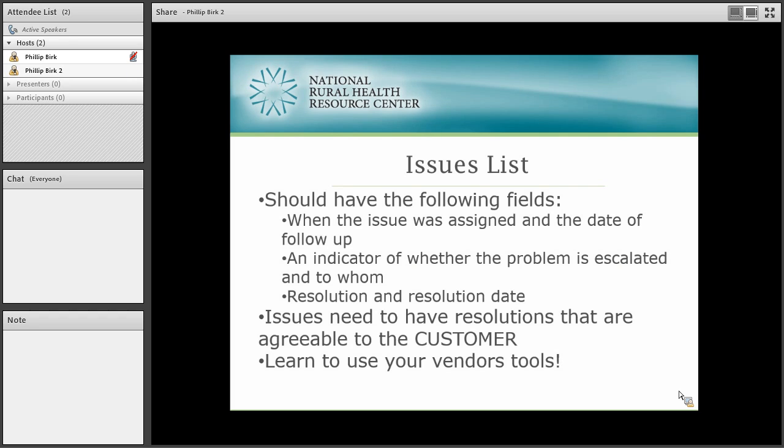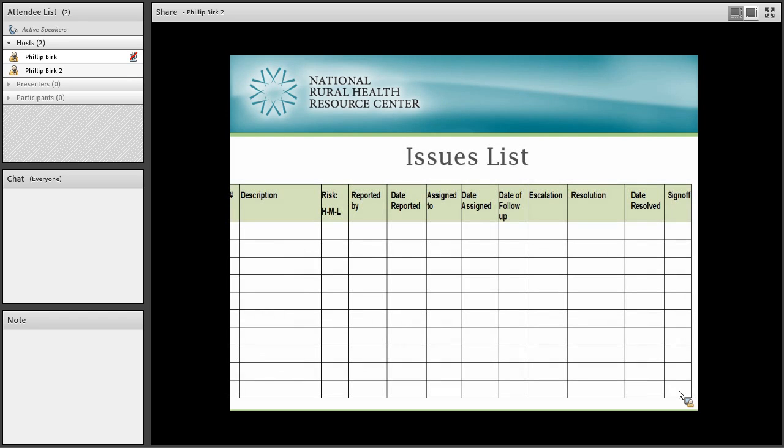And then the resolution date is always nice to have, so you can go back and say, you guys did great on this. It only took a month to resolve. But look at this one today. It's taken over a year.